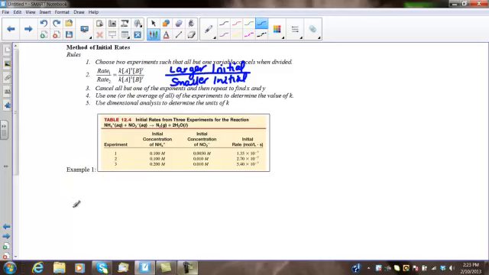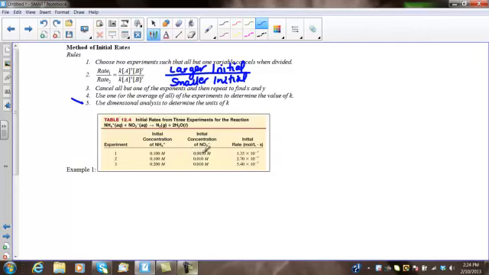So let's look at the example we have here of the ammonium ion and the nitrite ion forming nitrogen gas and water. So we are going to use one, or the average of all the experiments, to determine the value of K, and then use dimensional analysis to determine the units of K. Now, I actually already showed you how to do this on a previous page in the previous lesson, but we'll do it again here.